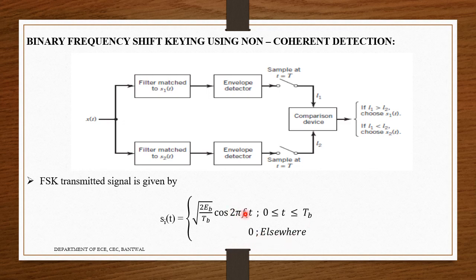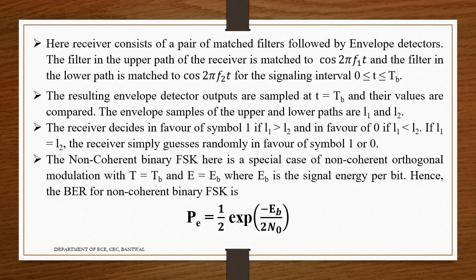So depending on f1 of t, this will pass, and f2 of t, this will pass. If this passes, L1 is greater than L2, so S1 of t as per the logic. And if this passes, L2 is greater than L1. So this will be the logic. Okay, this is how we represent this. This is what I have explained here.